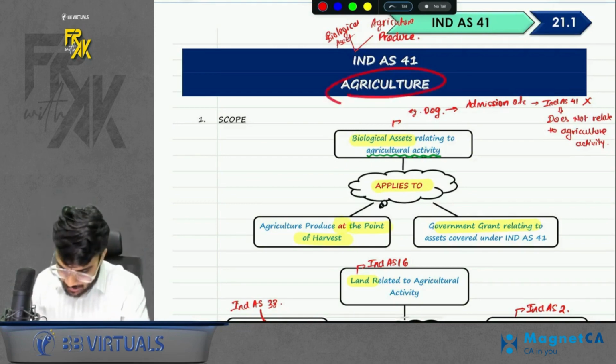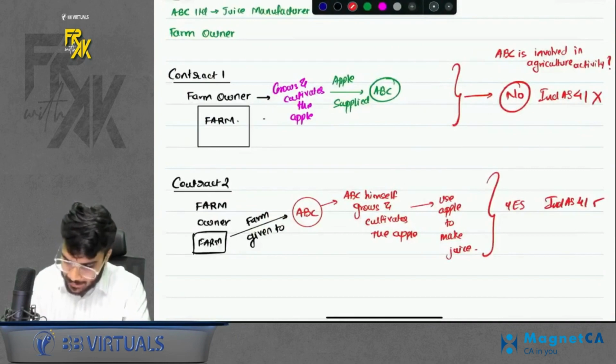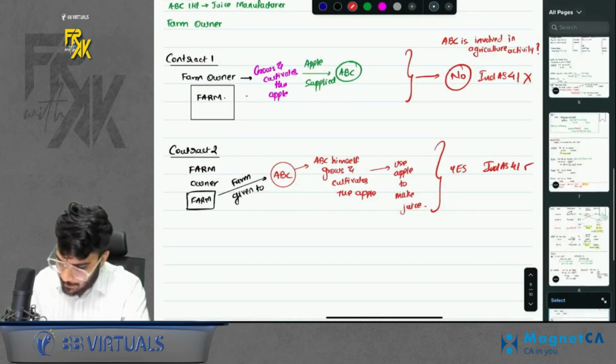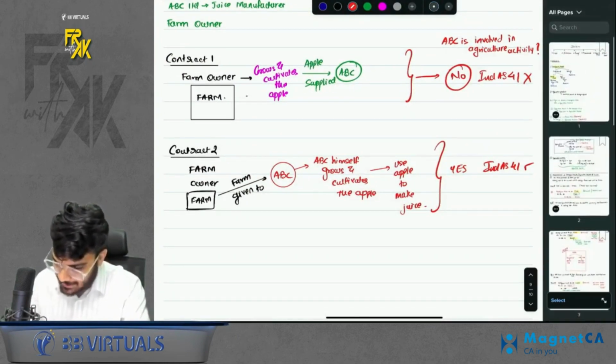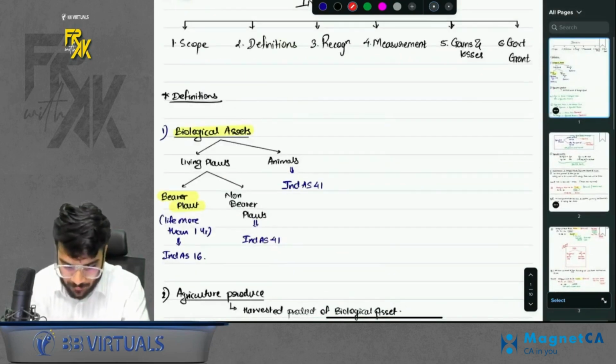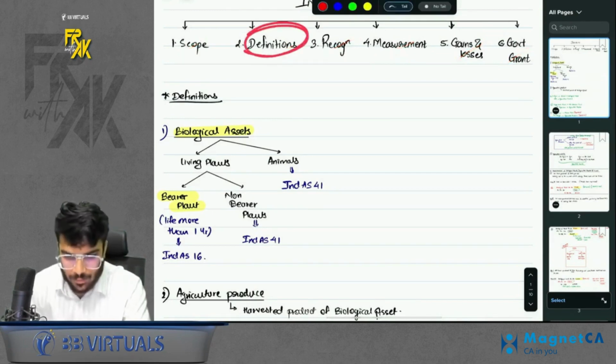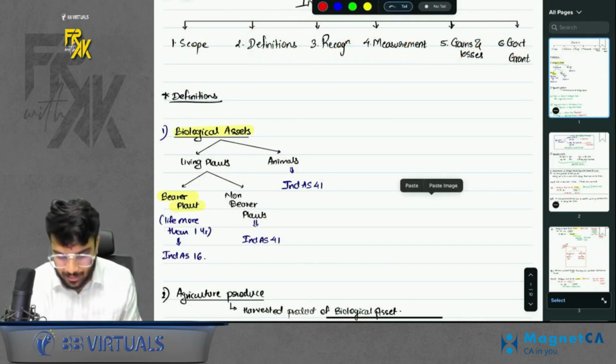First of all, agriculture. So in agriculture, how many points are there? If we go to see, there are mainly 6 points to be discussed in agriculture. First point is scope, then definition, then recognition, then measurement, then gains and losses, then government grants. So first we will discuss definitions, because after discussing definition, we will understand scope.